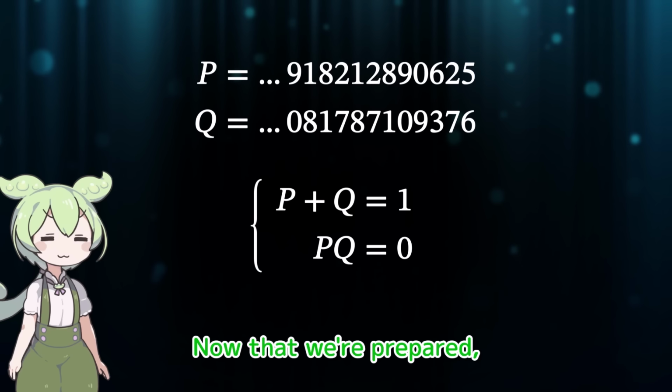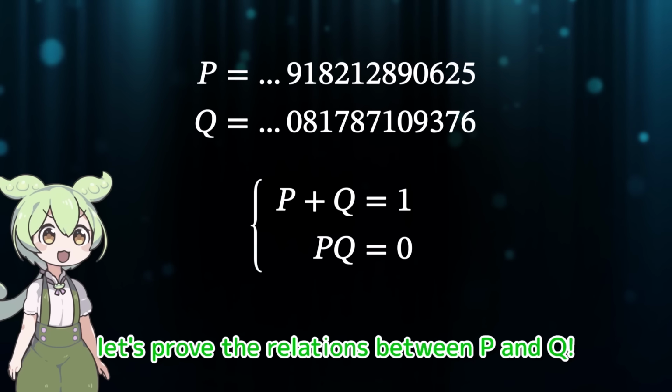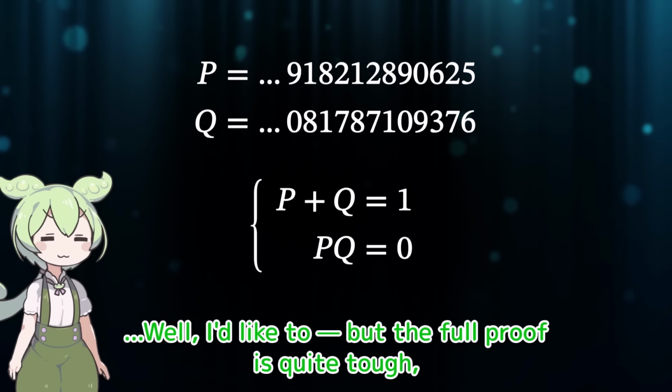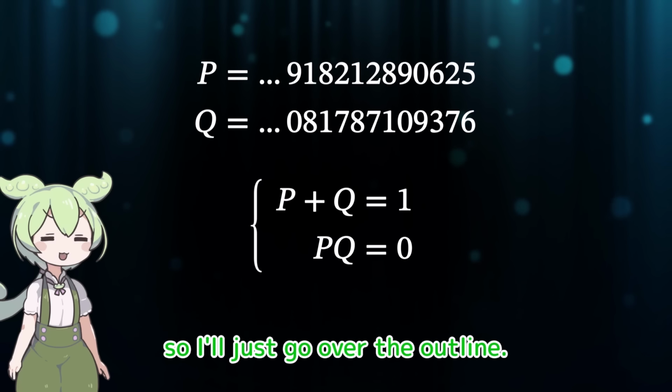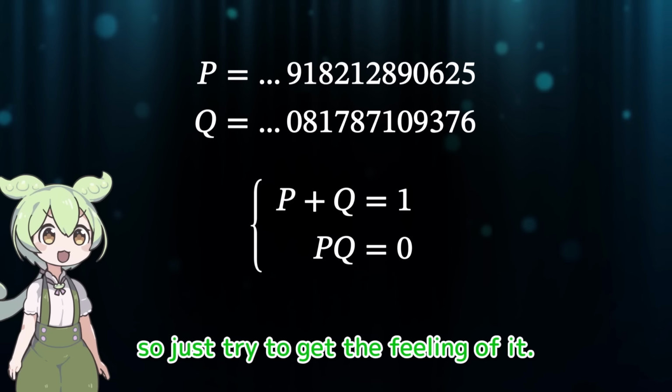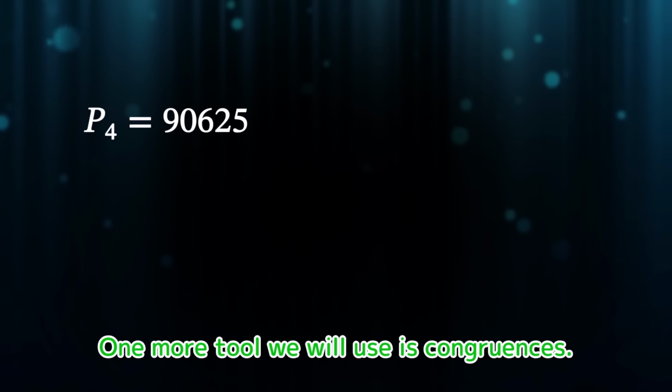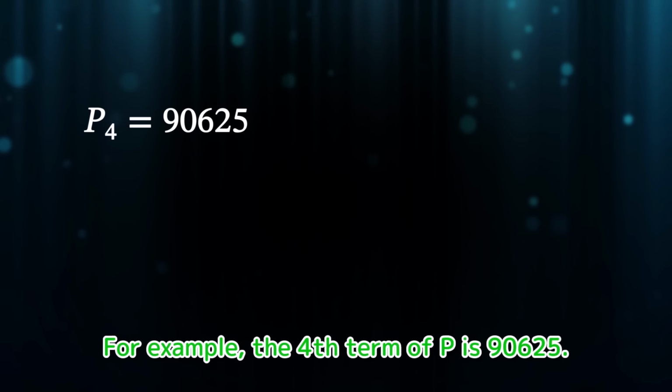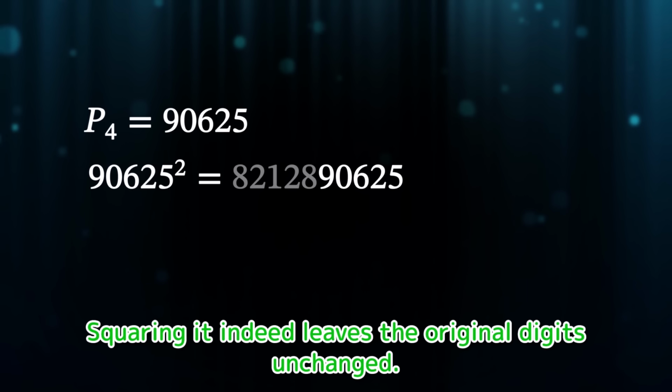Now that we're prepared, let's prove the relations between p and q. Well, I'd like to, but the full proof is quite tough, so I'll just go over the outline. I'm going to explain very hard material in a very rough way, so just try to get the feeling of it. One more tool we will use is congruences. For example, the fourth term of p is 90,625. Squaring it indeed leaves the original digits unchanged.